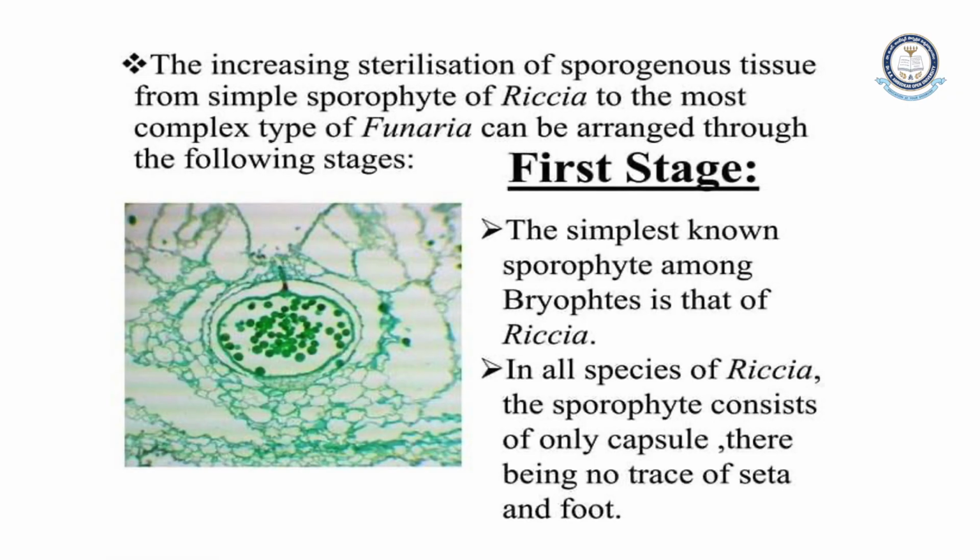With the increase of sterilization of the sporogenous tissue, from the simple sporophyte of Riccia to the most complex type of Funaria, the sporophytes can be arranged into different types. The simplest sporophyte among bryophytes is that of Riccia. In all species of Riccia, the sporophyte consists of only a capsule, with no trace of seta and foot.